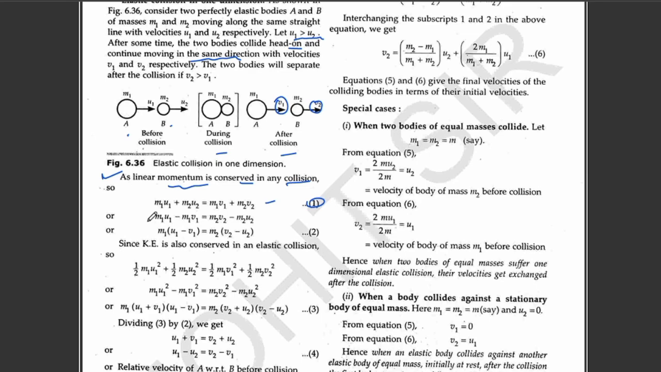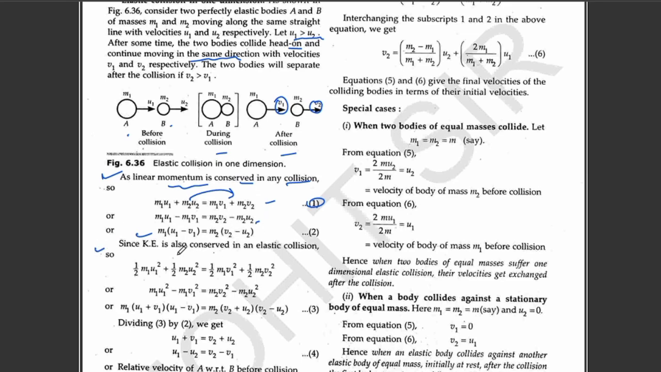Now let's rearrange this. It will be m1 u1 minus m1 v1 if we take this here, and m2 v2 minus m2 u2 will be there. Now let's take m1 common, so it will be m1 (u1 minus v1) equals m2 (v2 minus u2). This is our equation 2.